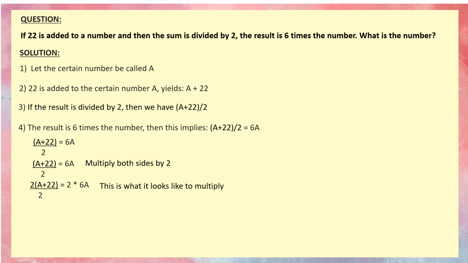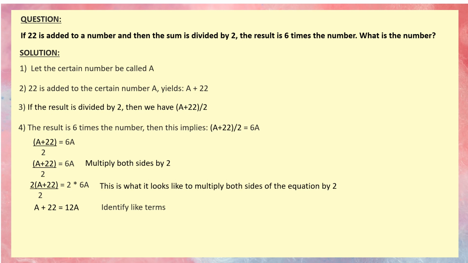We have 2 times A plus 22 over 2, and then 2 times 6A. And when we do that, the left hand side is simplified as A plus 22, and the right hand side is 12A. So what we'll now do is identify like terms. Why are we identifying like terms? So that we can simplify further.